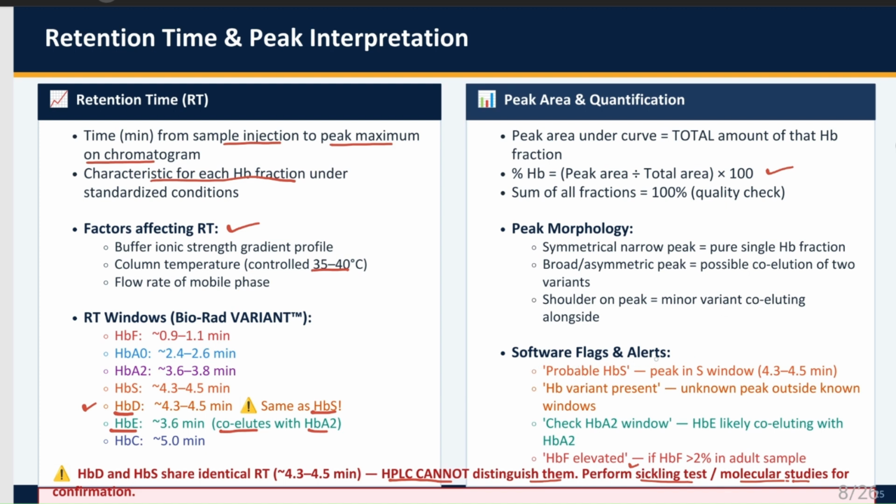The software will show flags and alerts if there is a probable HbS. It will show a peak in the S window. It will report Hb variant present if an unknown peak outside the known windows is present. It can also show check HbA2 window if HbE is likely co-eluting with the HbA2, and it will show HbF elevated if HbF is more than 2% in an adult sample.